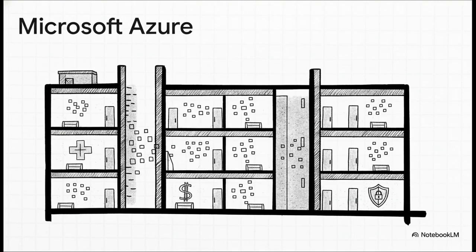Then you have Microsoft Azure. They use a multi-layered defense. They create firewalled, partitioned networks to isolate traffic, which is kind of like creating secure, separate wings within their apartment building. They also have specialized compliance programs for industries like healthcare and finance, making sure their buildings are perfect for those specific tenants.